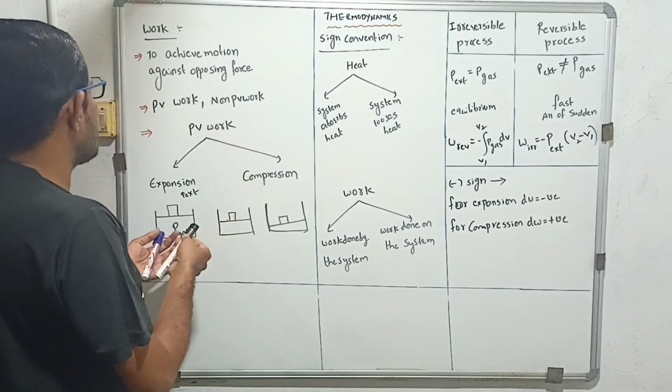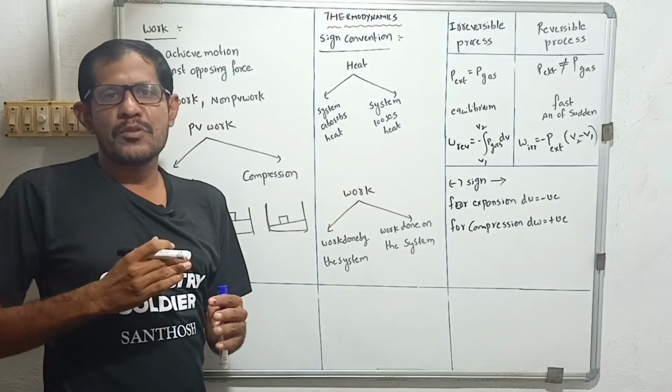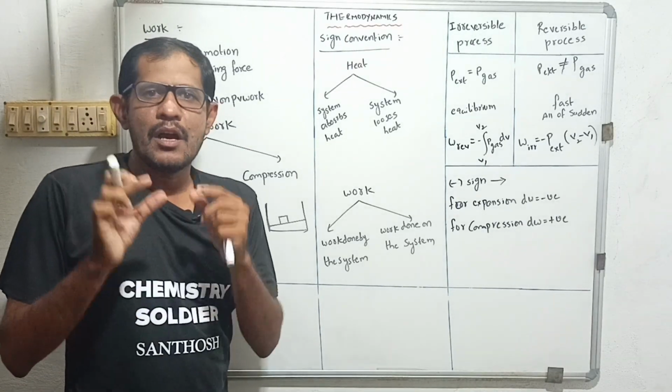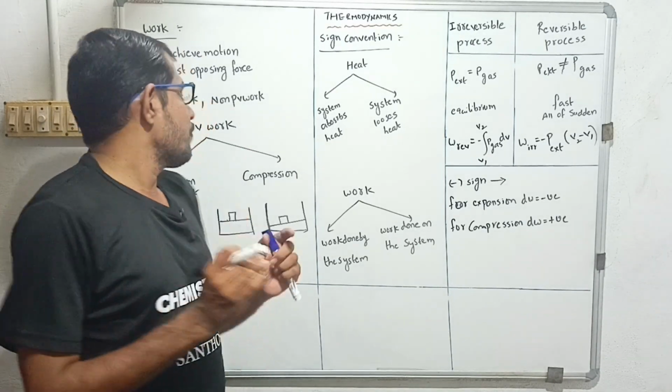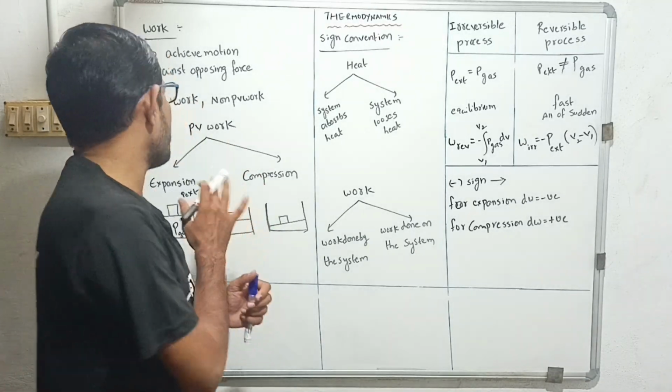What is work? To achieve motion against opposing force. The motion will be opposed by some force. Here work is to achieve motion against the opposing force. That is the work. Right.